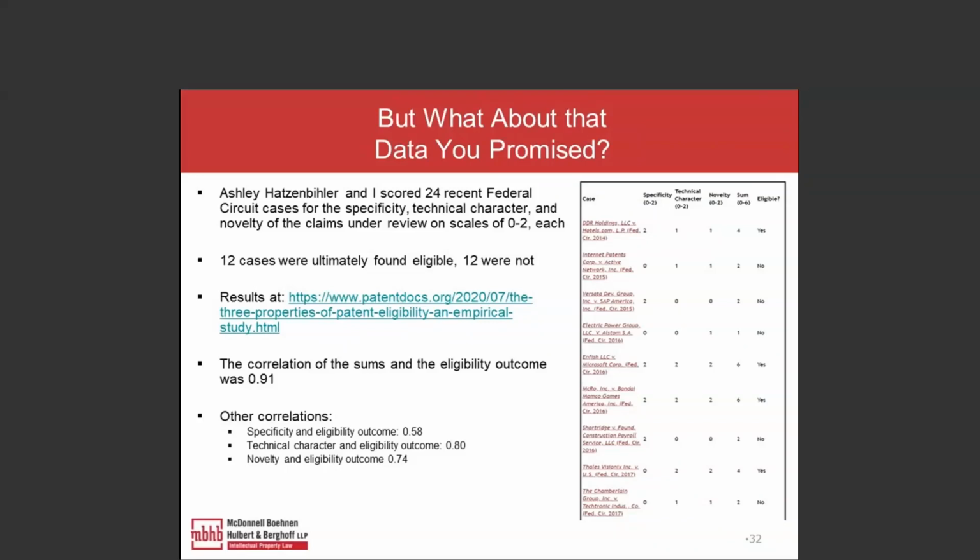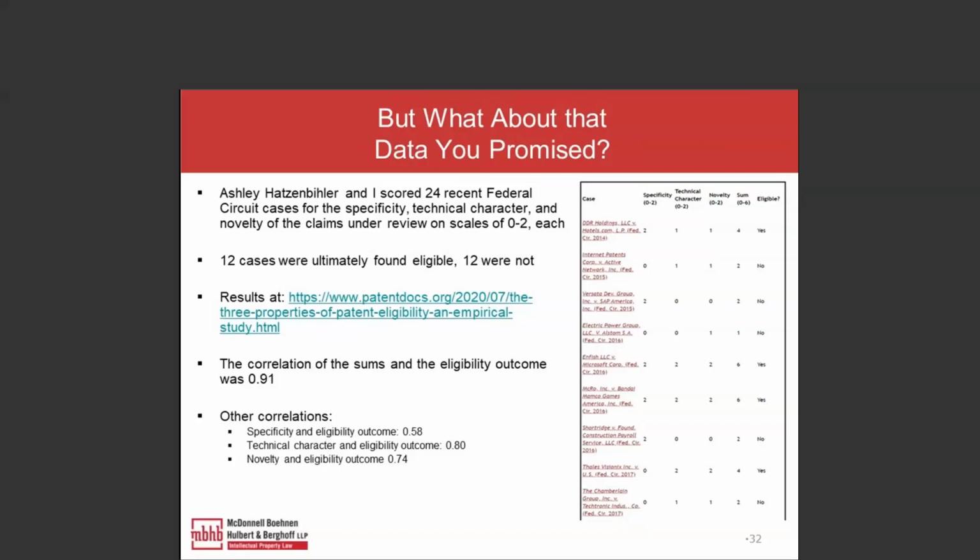So that means that the more specificity, technical character, and novelty you have, the more likely your claims are to be eligible, and the converse applies too. The less of those 3 factors you have, the less likely your claims are going to be eligible. And I know that a correlation is not a causation. All right, that's crystal clear.